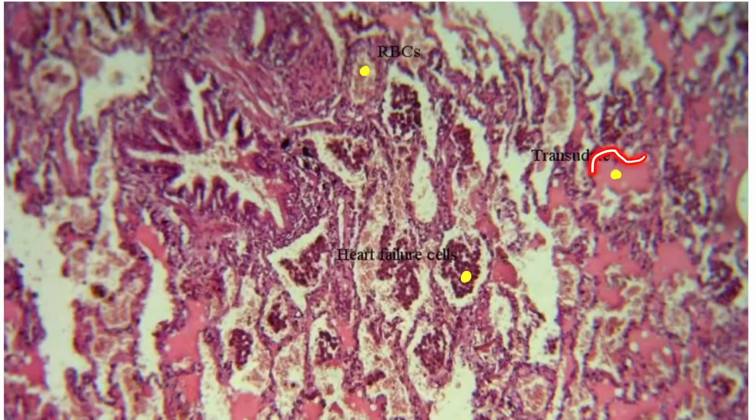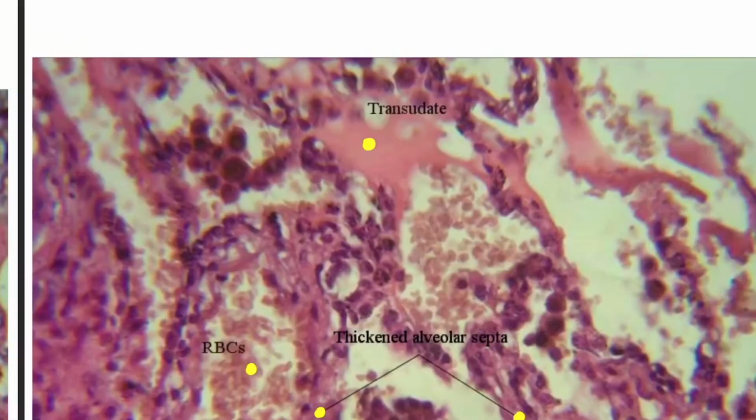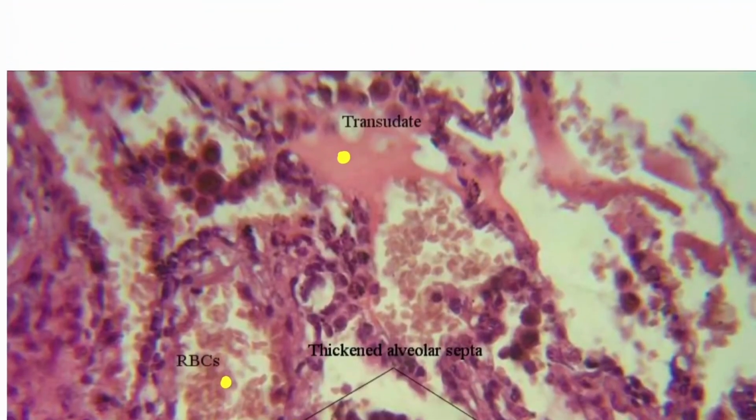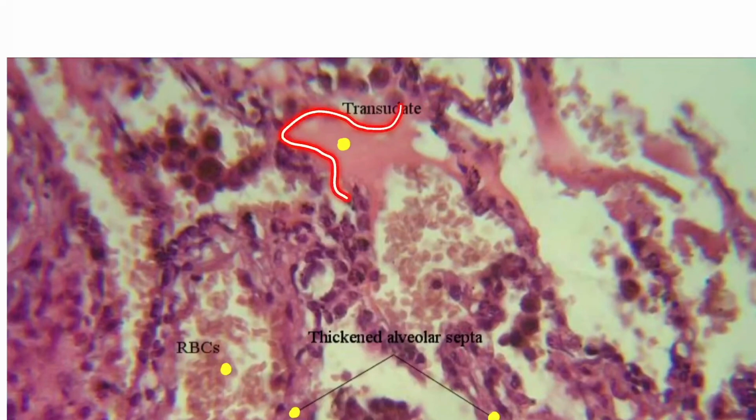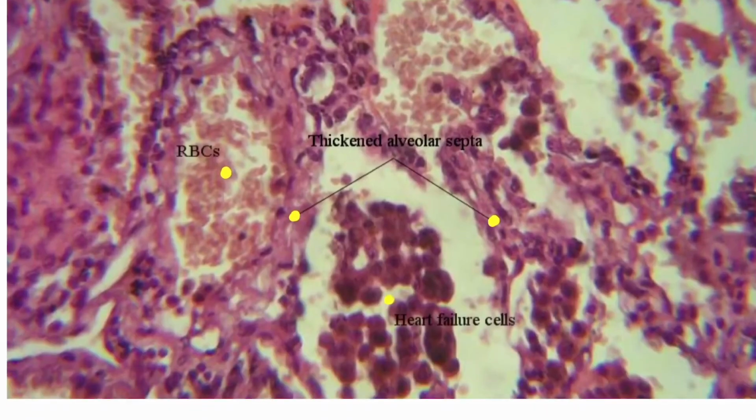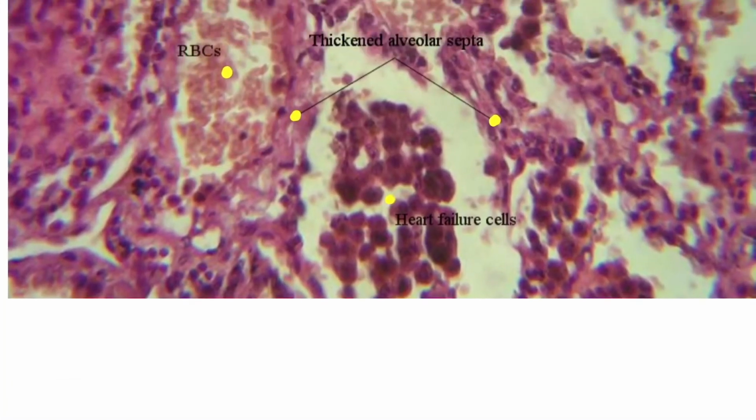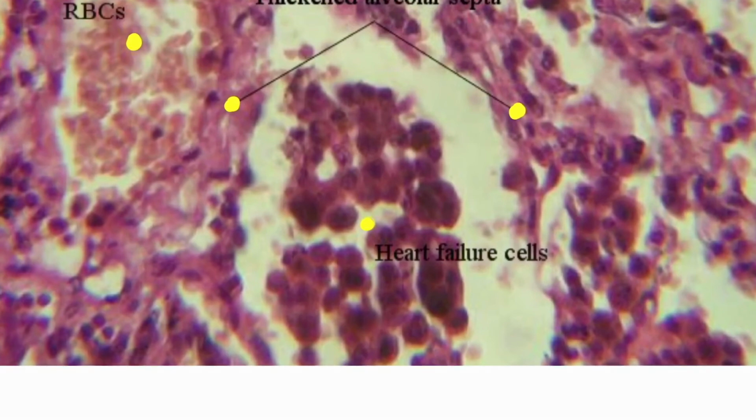Next, you can see the transudative fluid as a result of inflammation. Here, in a more zoomed in picture, you can see the transudative fluid more clearly. Then the RBC is normal red color, but when it becomes dark, it is a heart failure cell, because it is a composition of macrophage plus RBC. So this is a heart failure cell.